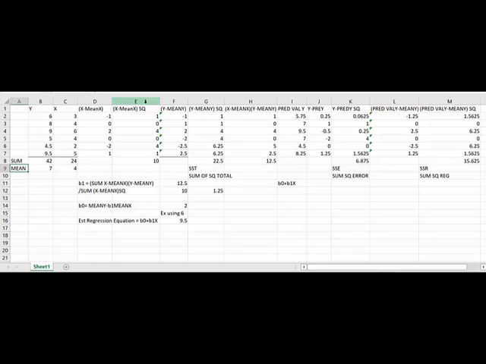Okay, so the next thing that we have to do is the predicted value of y. To do this, it's a little bit more complicated. So the very first thing that we have to do is figure out what our B1 is. To come up with our B1, you take the sum of x minus the mean of x, and you multiply that times y minus the mean of y, and then you divide that by the sum of x minus the mean of x squared. So if you take a look at that, let's take a look at this number.